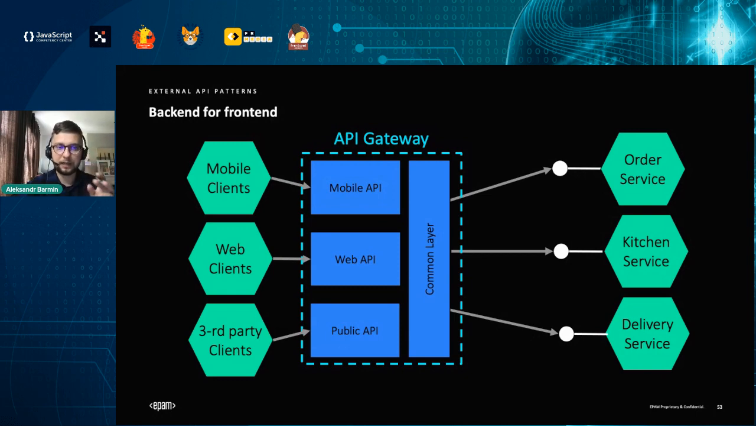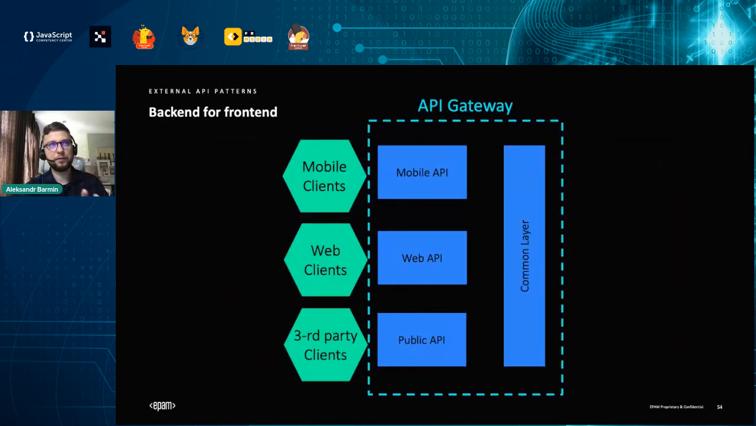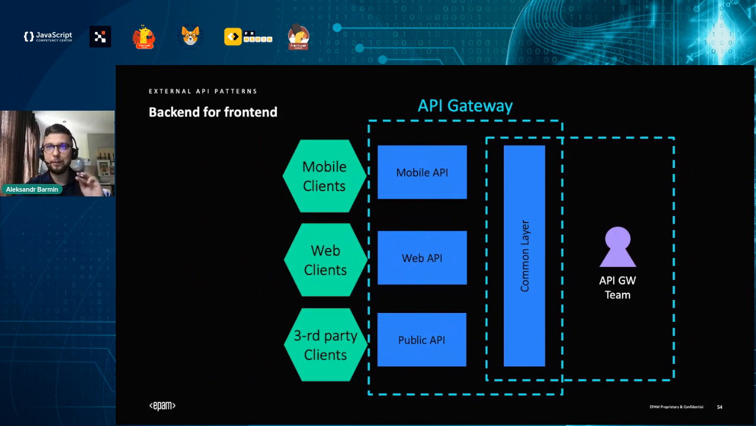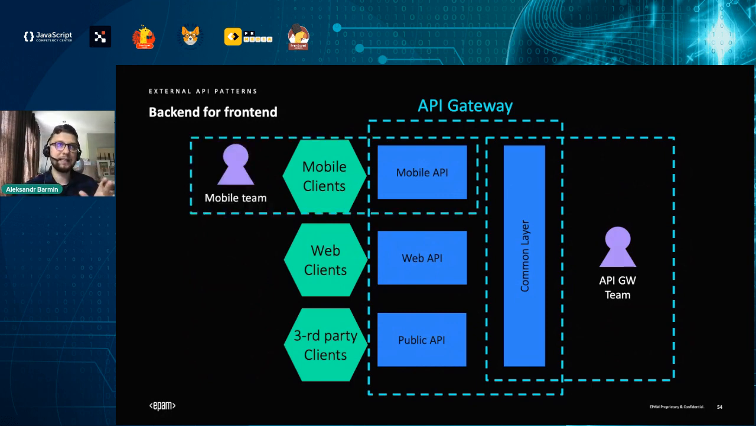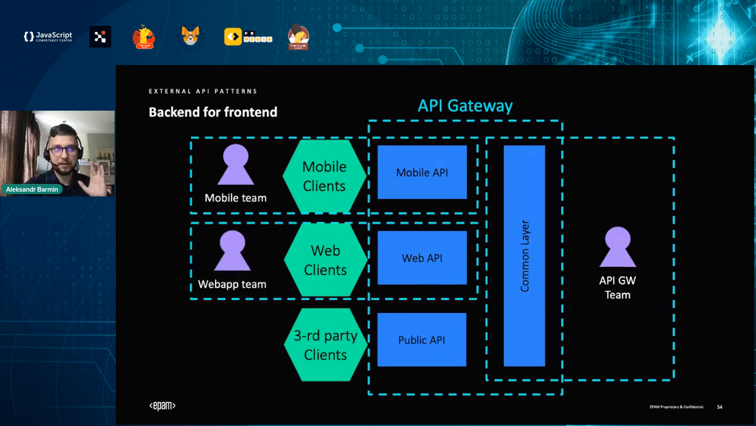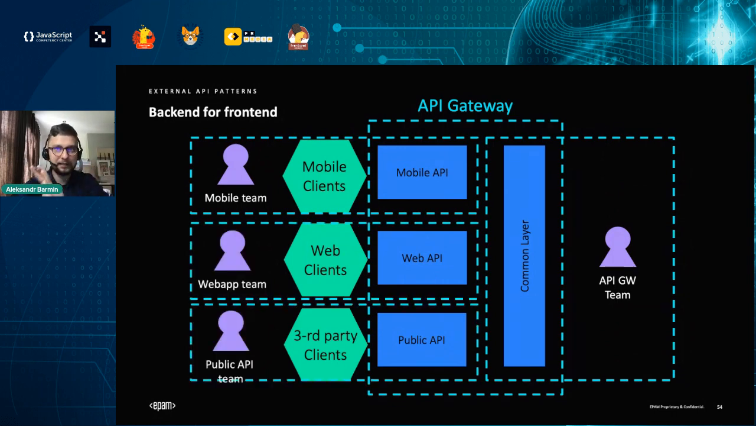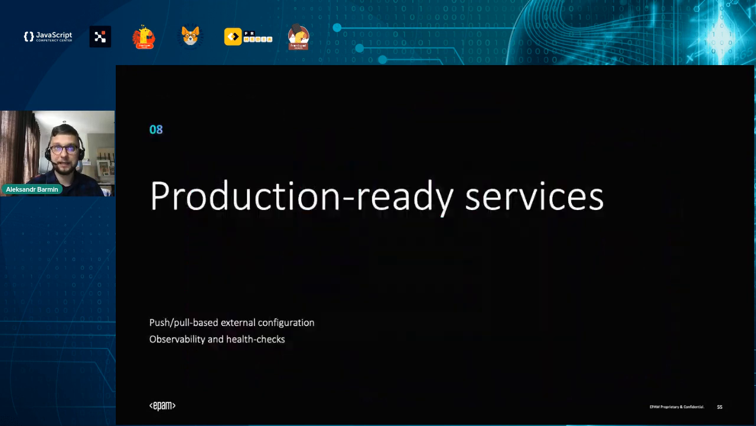For different clients, we may have different API gateways, and this approach is called backend for frontend. My complication with backend for frontend is who will build it. Here we have different organizational patterns: one team is building, let's say, a common layer, and another team is building clients for specific APIs for specific clients.